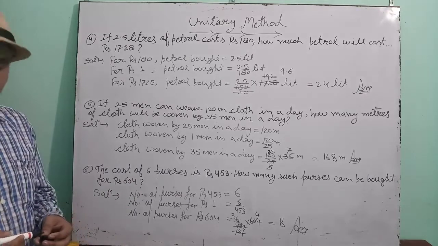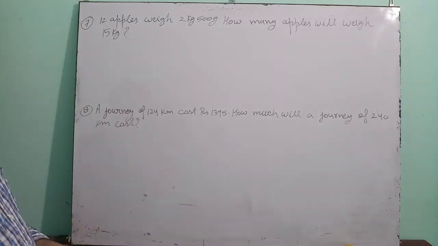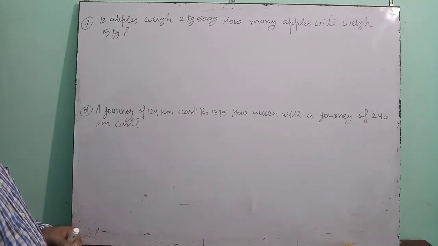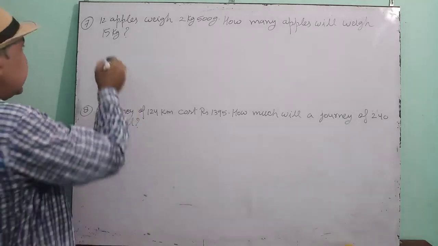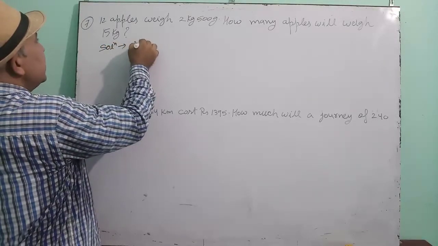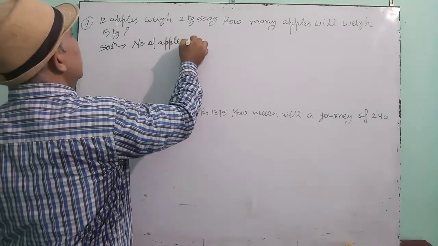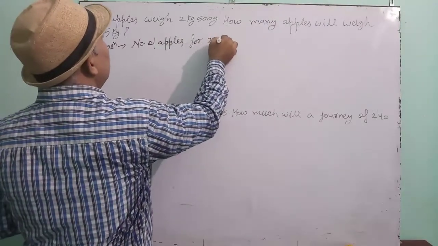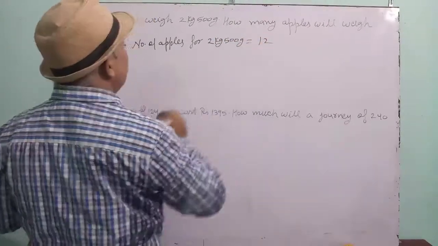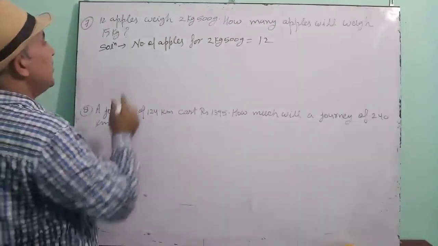Now note down these questions. Question number 7. 12 apples weigh 2 kg 500 gram. How many apples will weigh 15 kg? See, the question is very easy. You can see that number of apples for 2 kg 500 gram is equal to 12. For 2 kg 500 gram there are 12 apples.